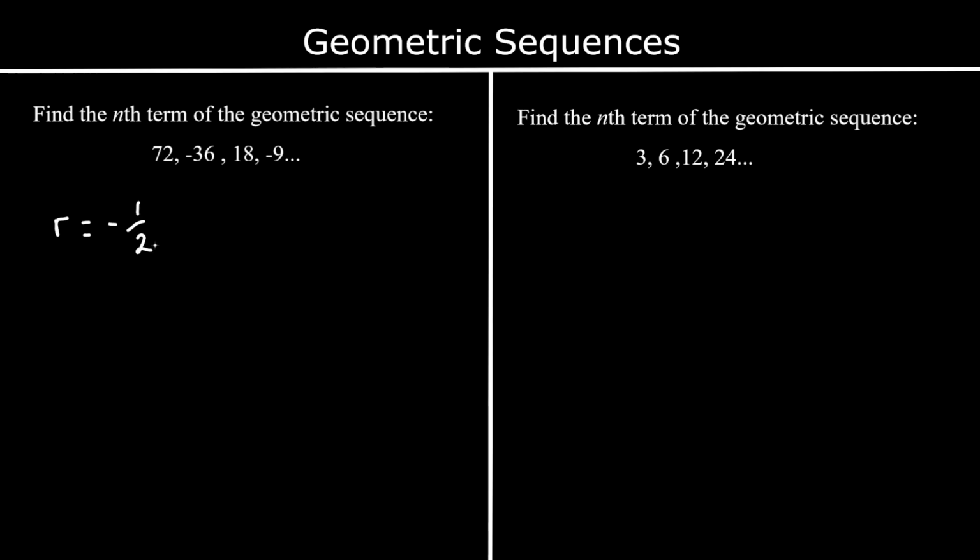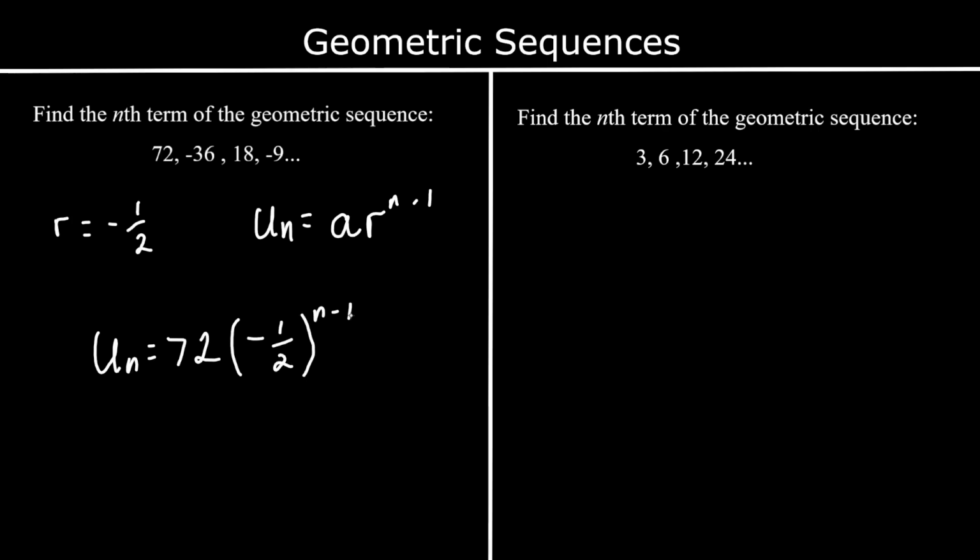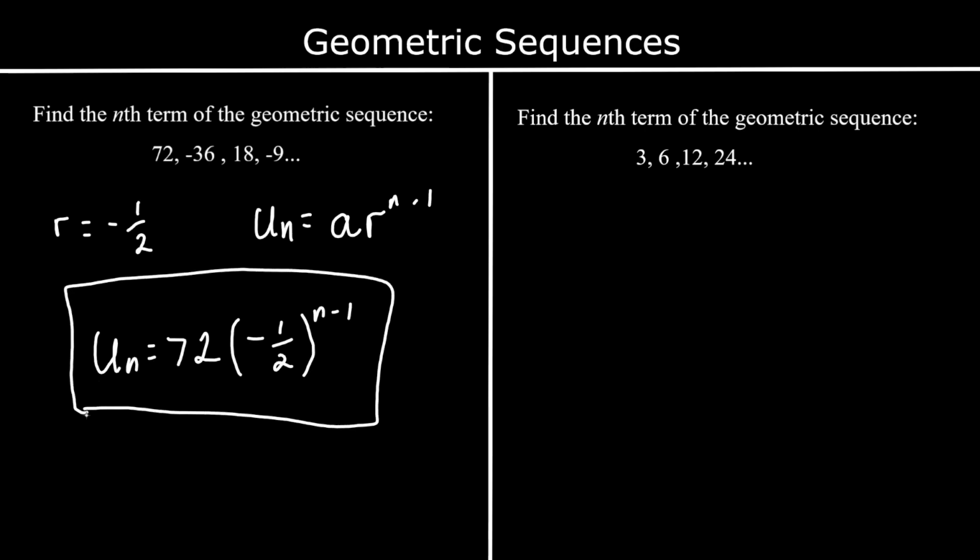The nth term of a geometric sequence, we'll call it un, is a times r to the power of n minus 1. So it's the first term, a, times the common ratio to the power of n minus 1. So in this case, un is a, which is 72, times r, which is minus a half, to the power of n minus 1. That's our nth term, so we could use that to find any term in the sequence.